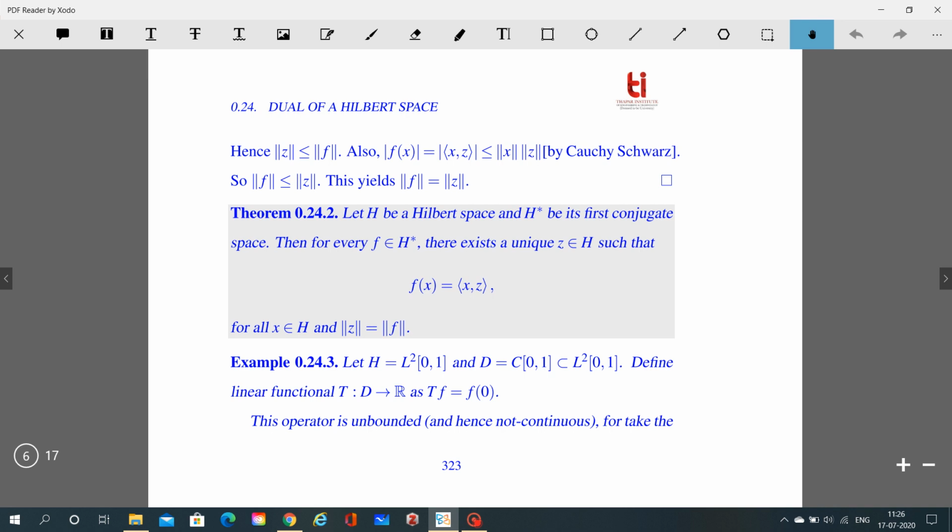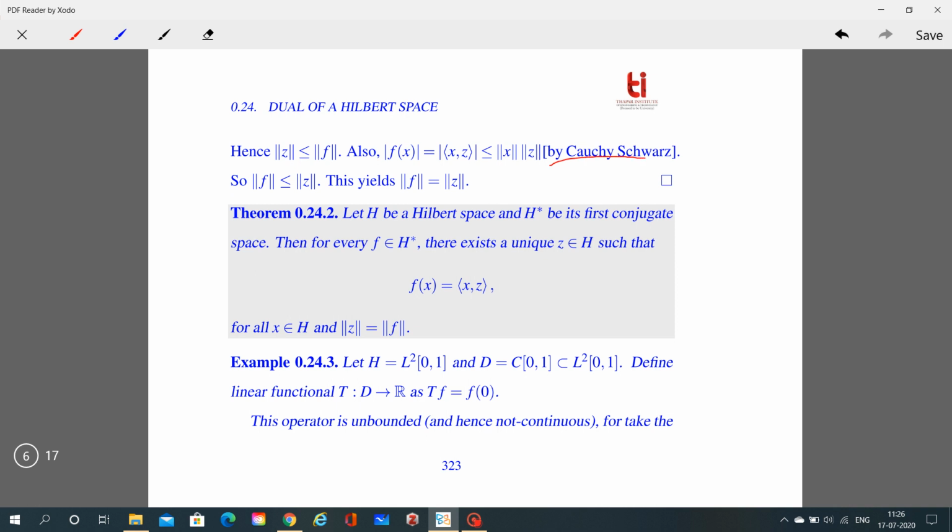Also, modulus of f of x is equal to the modulus of the inner product of x comma z, which is less than or equal to the norm of x into the norm of z by the Cauchy-Schwarz inequality that we have already proved. So the norm of f is less than or equal to the norm of z. So by considering these two parts, we get that the norm of f is equal to the norm of z.